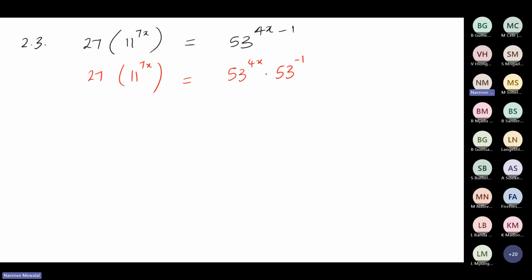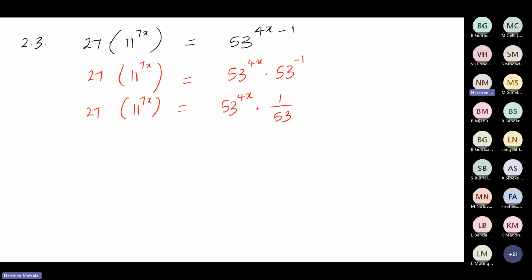Okay, so now what we can do is we can say 27 into 11 to the 7x is equal to 53 to the power 4x times 1 over 53, because that's what 53 to the power negative 1 is. Now, we want to keep our terms that contain an x onto the same side, and we want to keep our numbers onto the other side.